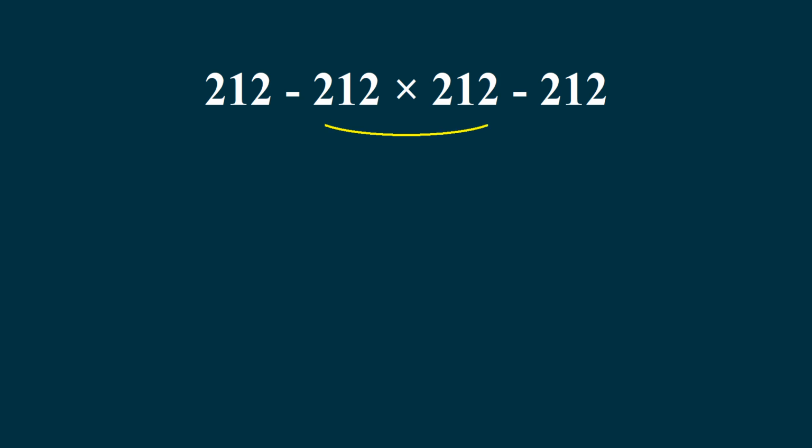212 times 212 equals 44,944. So we have 212 minus 44,944 minus 212, and we have two subtractions.